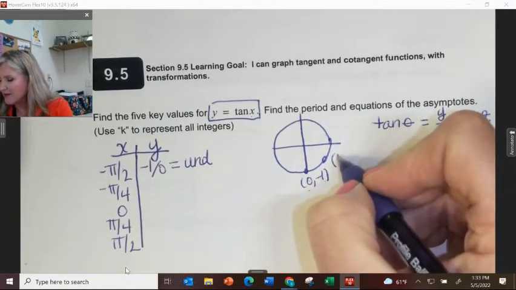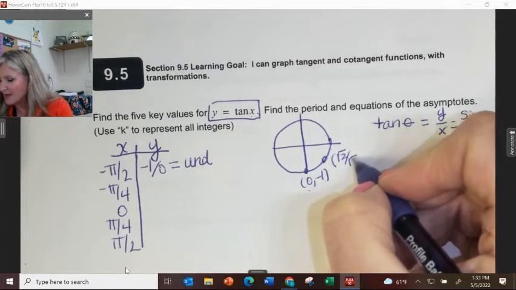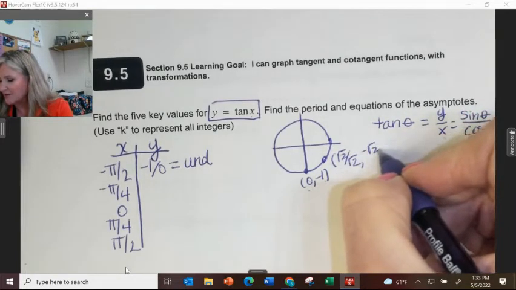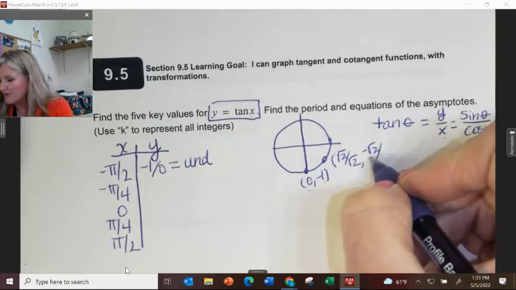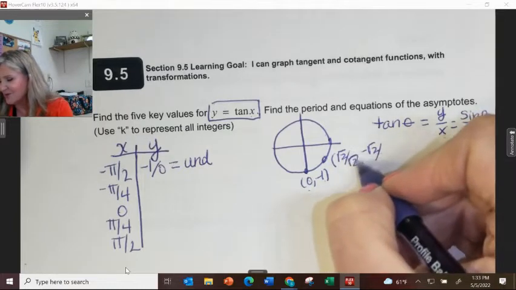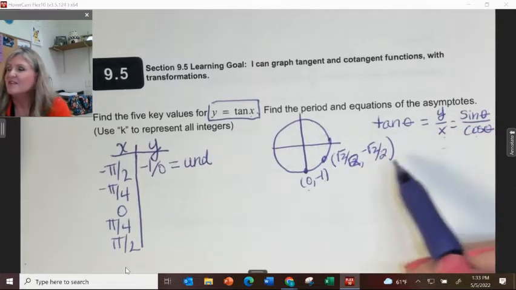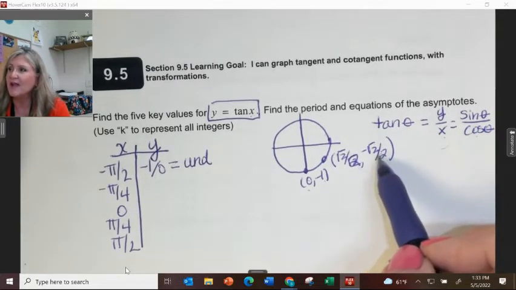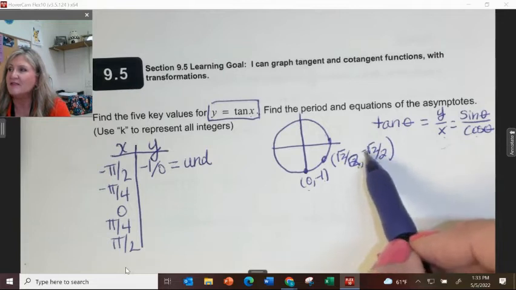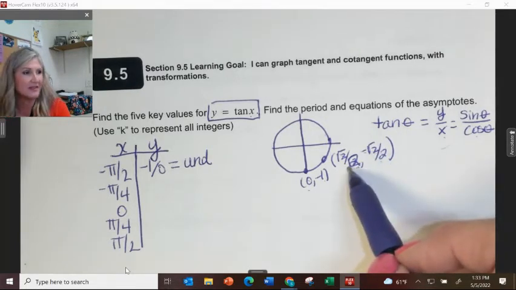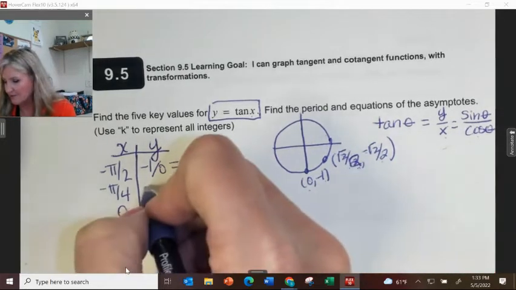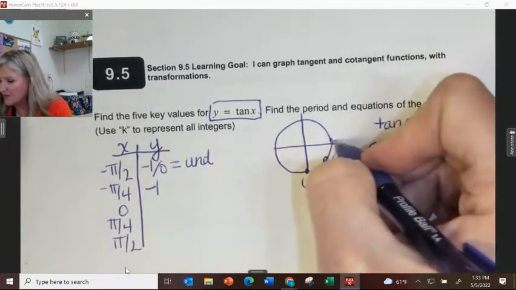Okay? At negative pi over 4, instead of going this way, we're going this way. The point right there is going to be radical 2 over 2, negative radical 2 over 2. So if that's our point, we're going to have to do y divided by x. And what is anything divided by itself but one's negative and one's positive? Negative 1.